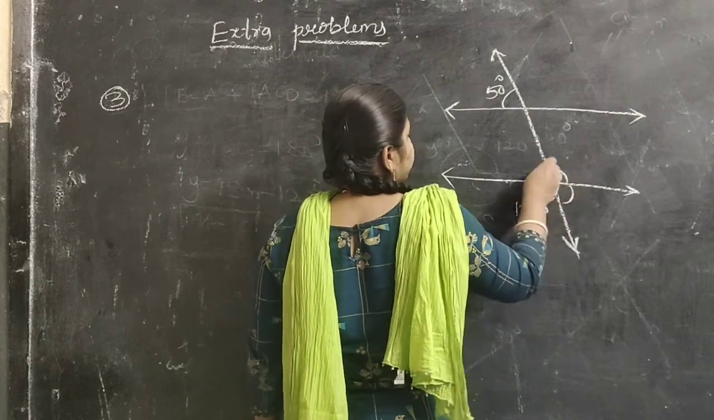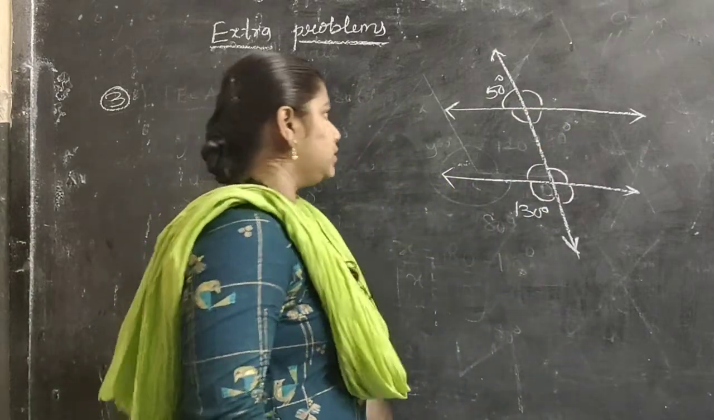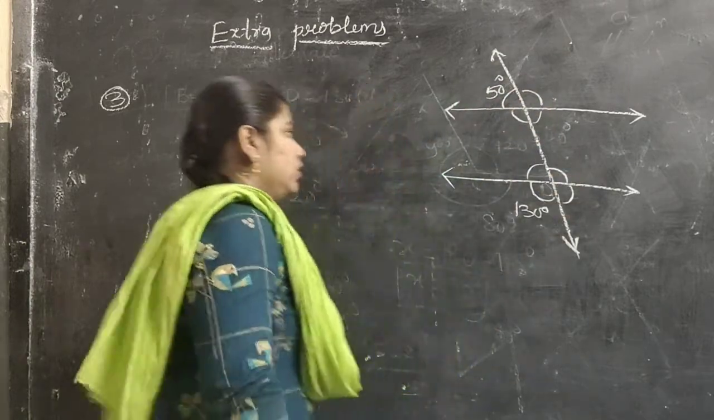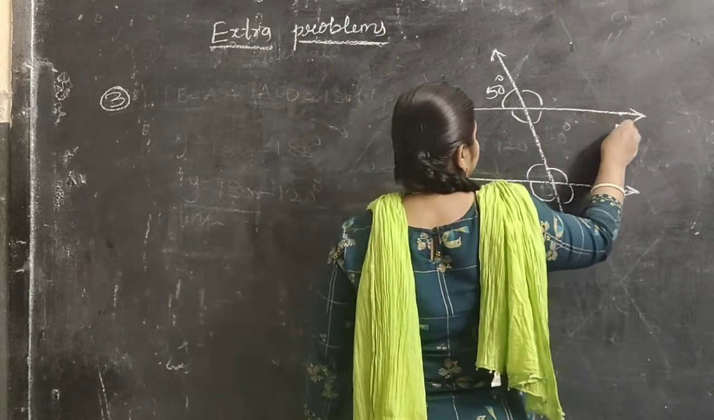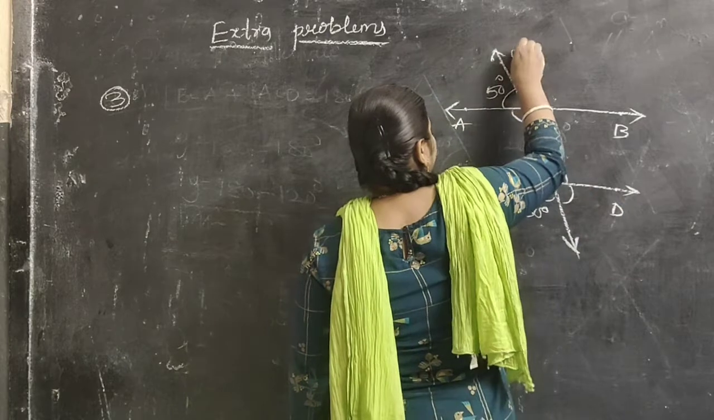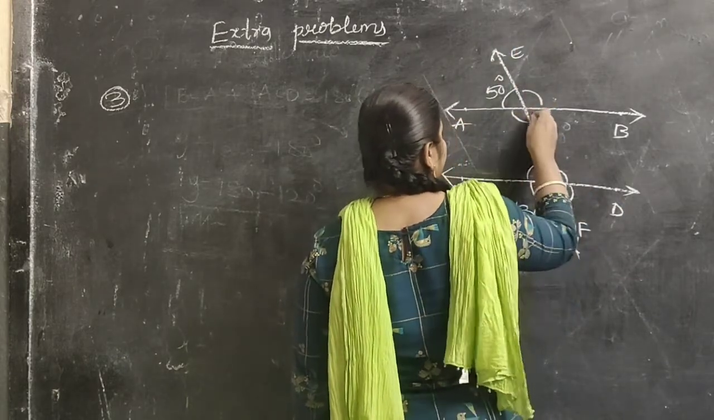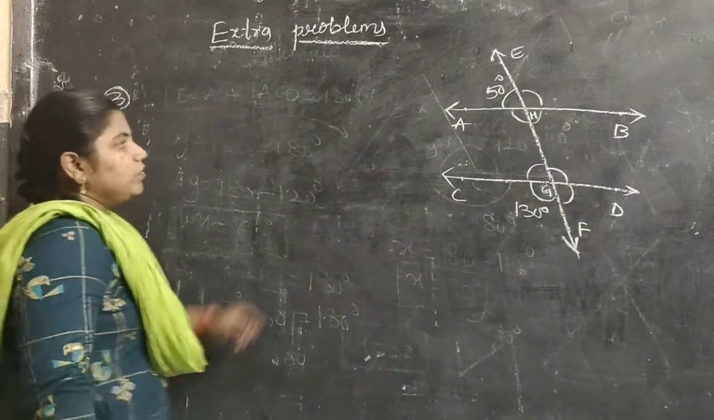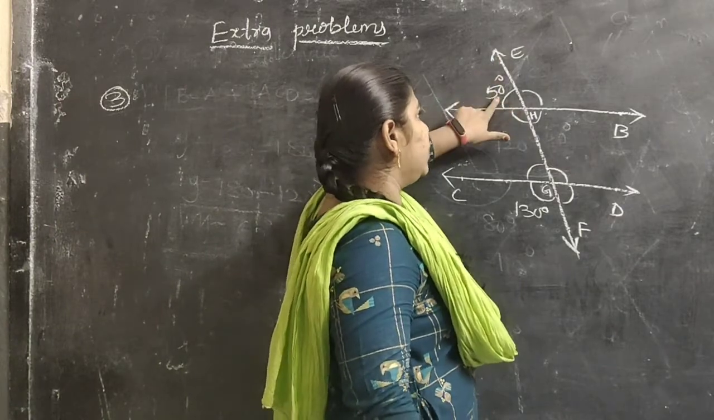So remaining angles you have to find. Total how many angles will be there? 8 angles will be there in this. So 2 angles they have given, remaining all angles you have to find. So how to find? So remaining angles we have to find here. So here this angle they have given as 50. That is AHE is equal to 50.